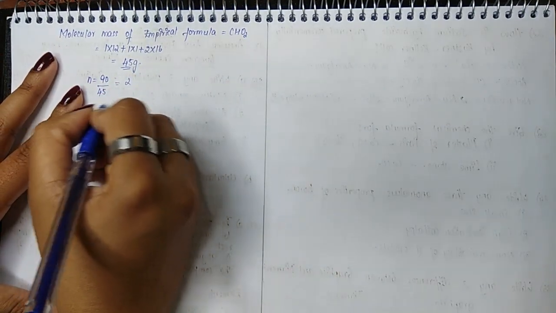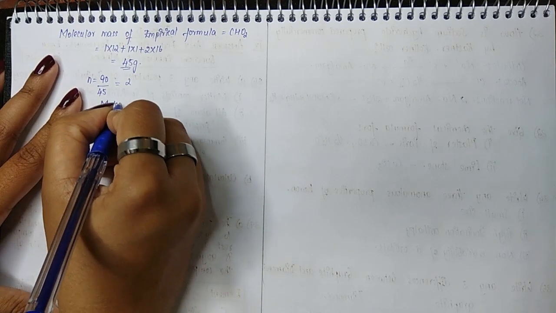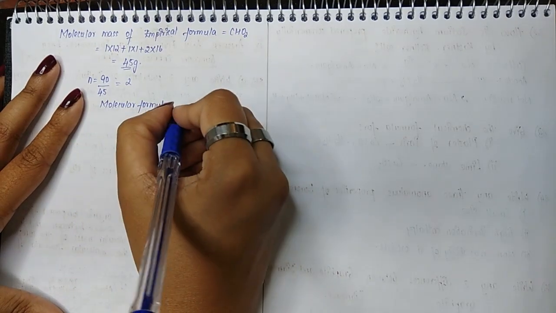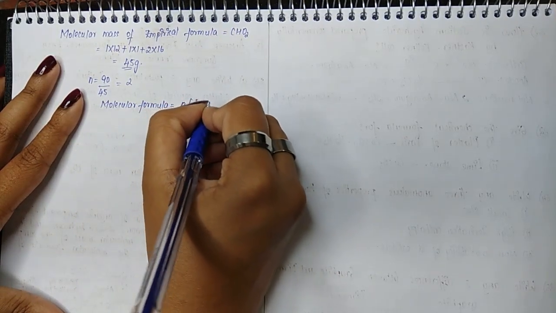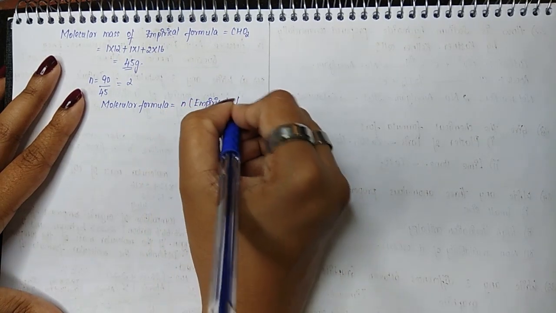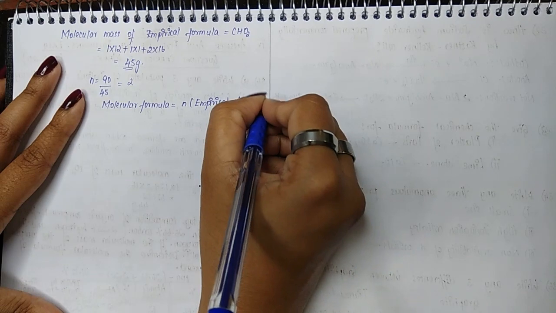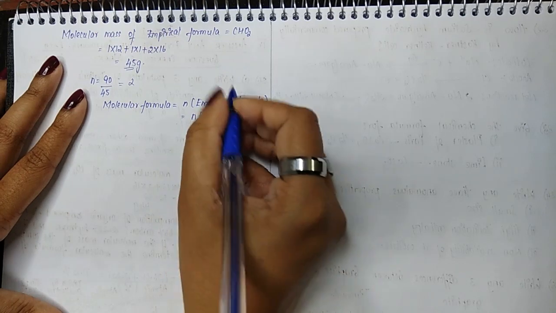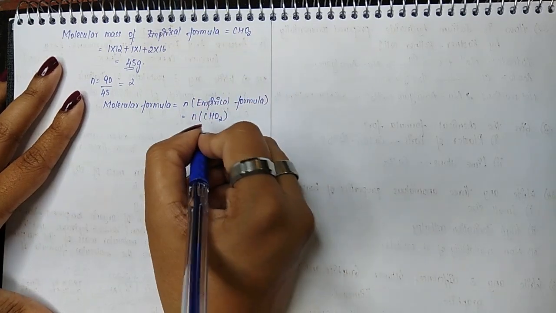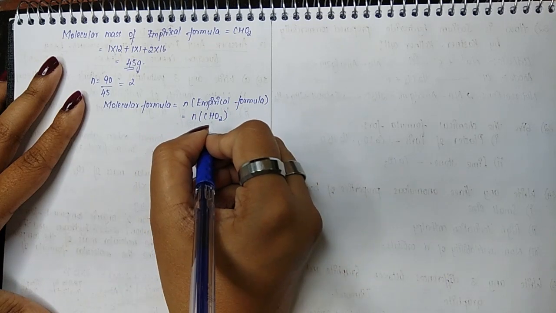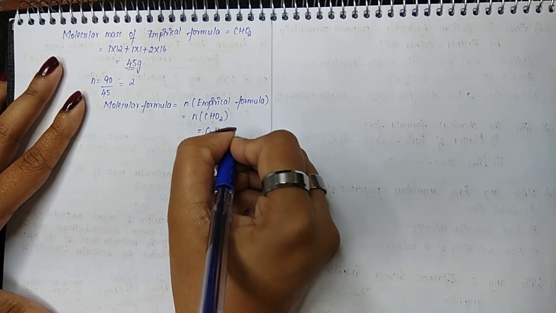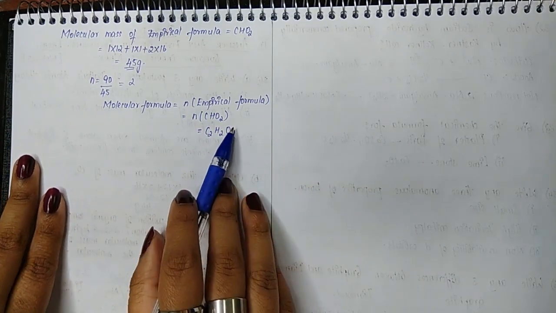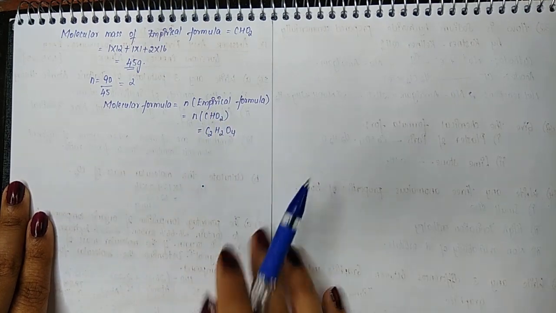Now we have to find out what is the molecular formula. So this is equal to N into the empirical formula. This is equal to N into CHO2, which is the empirical formula we just calculated. This will be equal to C2H2O4. N is equal to 2. So when you multiply 2 inside, you will get C2H2O4, which is the molecular formula for the given problem.